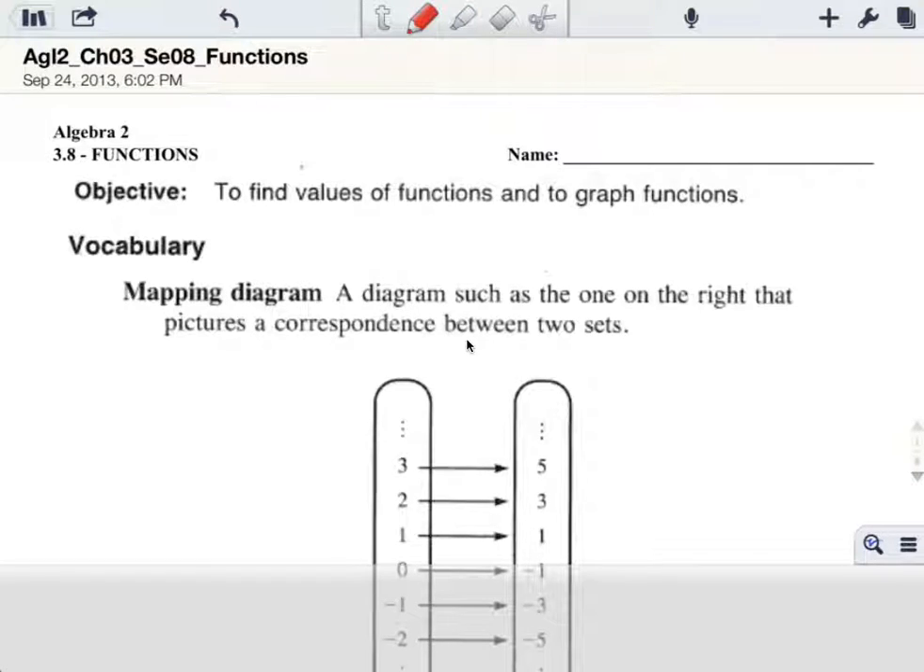These are the notes for Chapter 3, Section 8. Our objective is listed here. It's to find values of functions and to graph functions. So we're going to cover a few terms here.